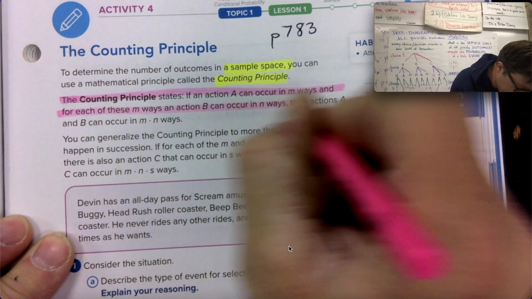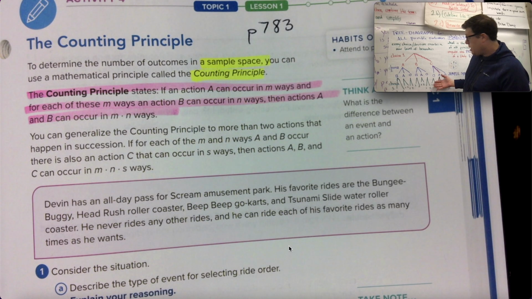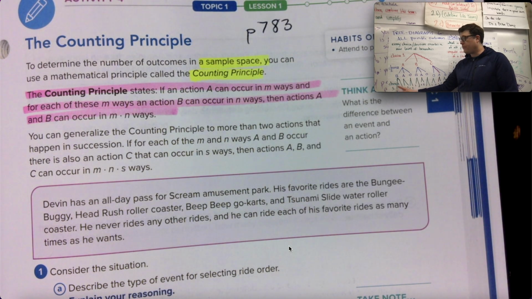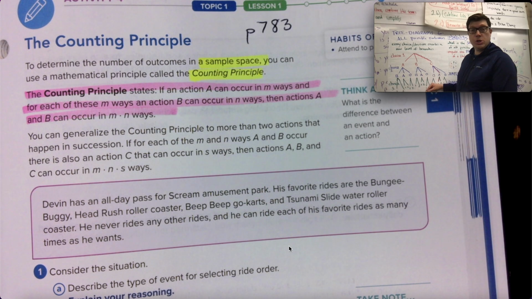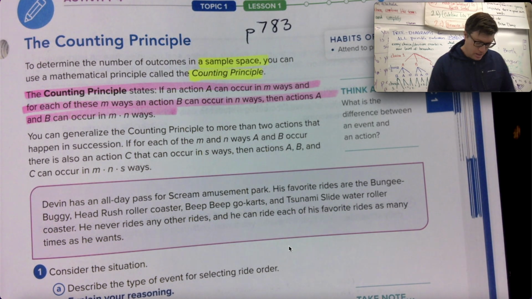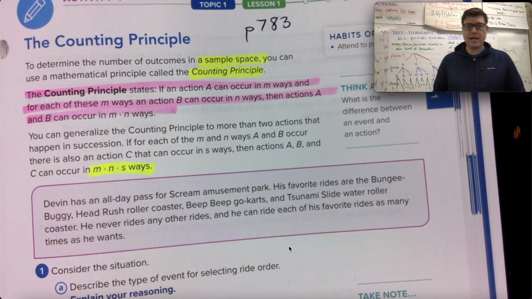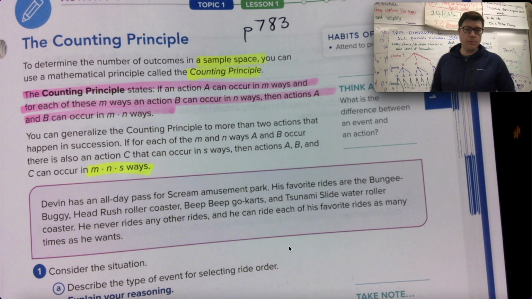We can generalize this to more than 2 actions, like red, blue, and then green. There's 3 and then 3 again. And then for each of those blue options, there are 2 options apiece. So then 3 times 3 times 2 would be the multiplication principle, the counting principle that's happening. You can say M times N times S number of ways. Let's work this out. Let's math it out.